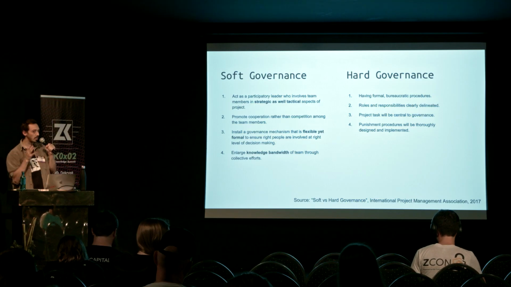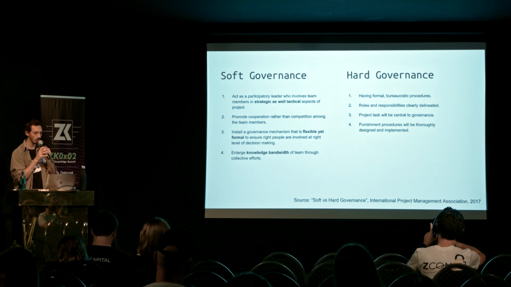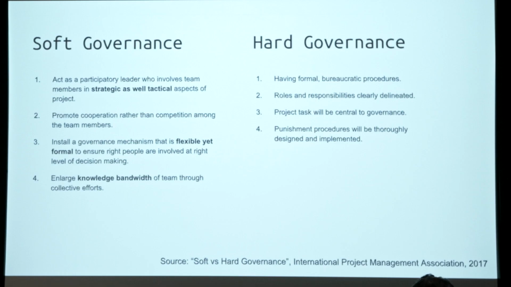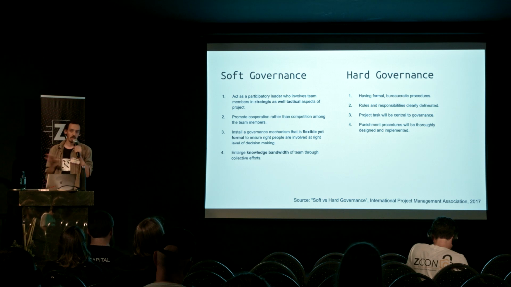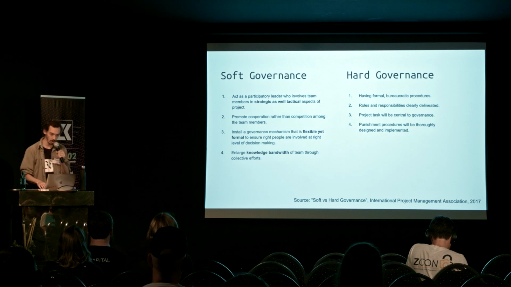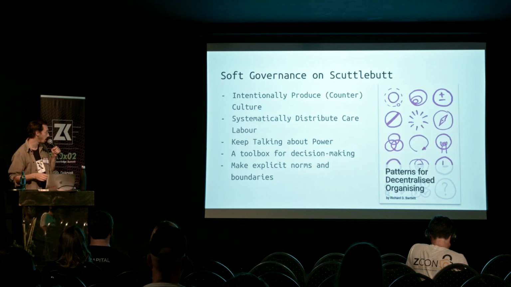So that third one maybe sounds a little bit like some of the things we talk about in on-chain governance, but as you see on the right, these principles for hard governance, having formal bureaucratic procedures, roles and responsibilities being clearly delineated, these are all things that we always think about in the decentralized space when we're thinking about governance. But all too often, we forget about some of the softer, interpersonal aspects of what it means to do human coordination.